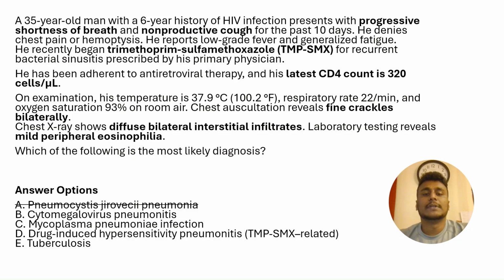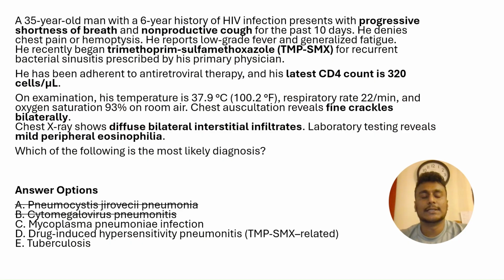So even though the vignette sounds like it, this one can't be PCP because of the key fact that they have mentioned the CD4 count to be 320. This is how the questions can trick you. So it's always important to pay attention to the key details that are required for the diagnosis of each of the opportunistic infections. Let's go to the next option, which is B, cytomegalovirus pneumonitis.